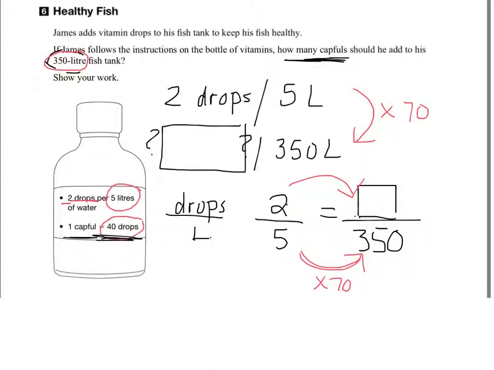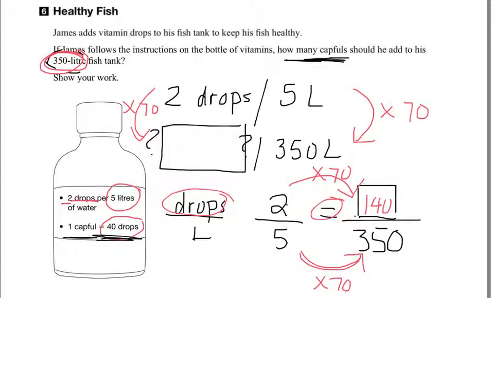was 350. Whatever you do to the denominator, you have to do to the numerator, because this relationship is proportional. They're related to one another. Whatever you increase one thing by, you have to increase the other thing by, right? So 2 times, what am I going to multiply this by? 70 is equal to 140. So at this rate, we would need 140 drops to fill into his fish tank, because his fish tank is 350 liters.